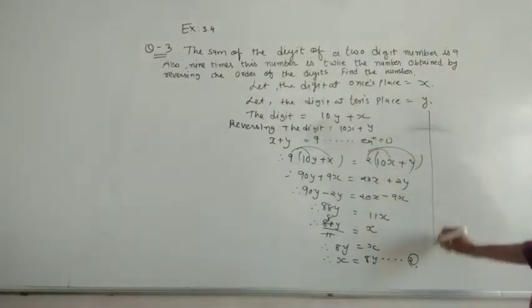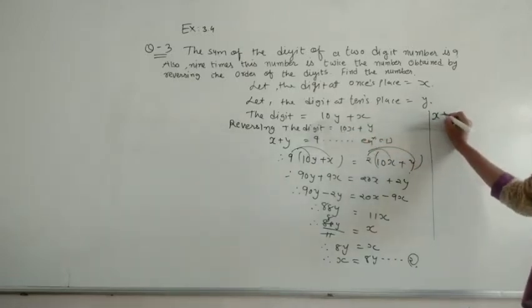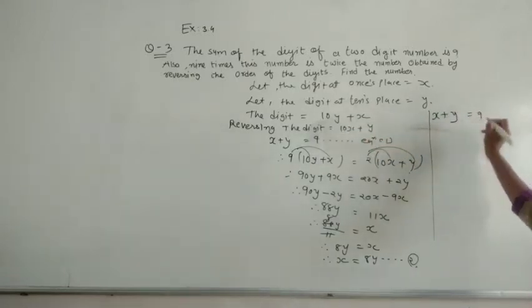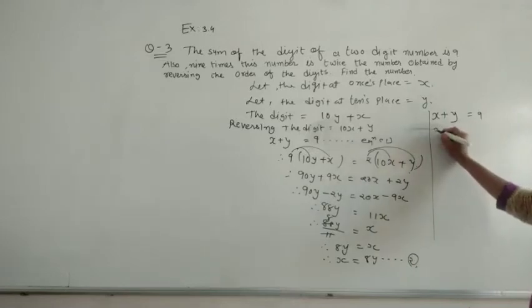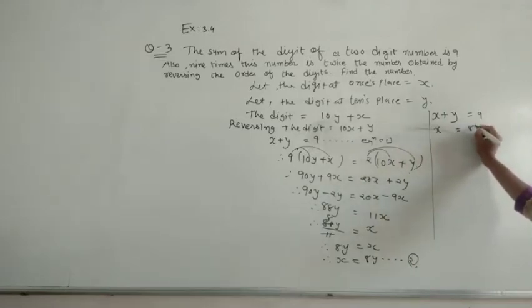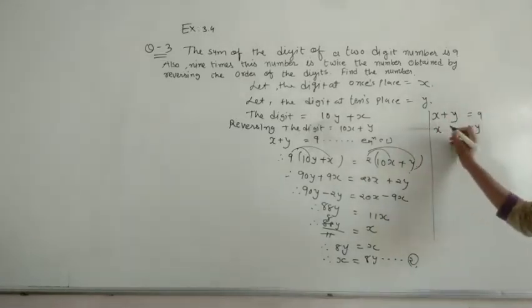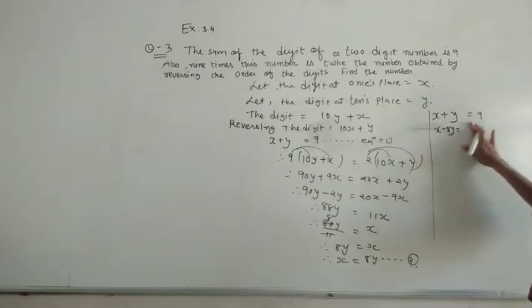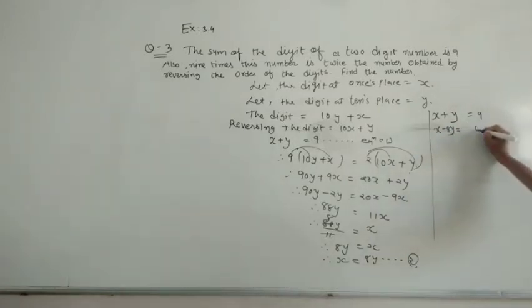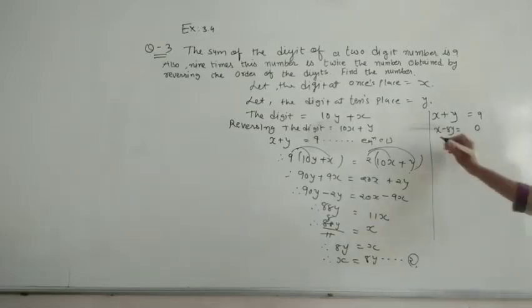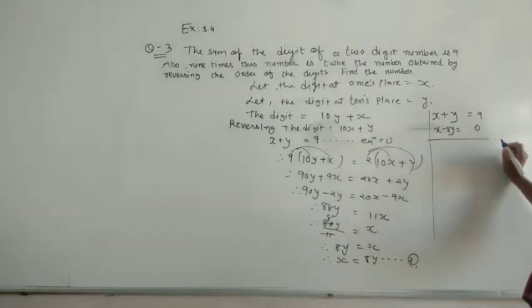So we have two equations. Our first equation is x plus y equals 9, and our second equation is x equals 8y. So we have to take 8y to this side, so it will become minus 8y, and no constant is there, so we will write 0 over there. Now what is the process? We just have to change the sign.